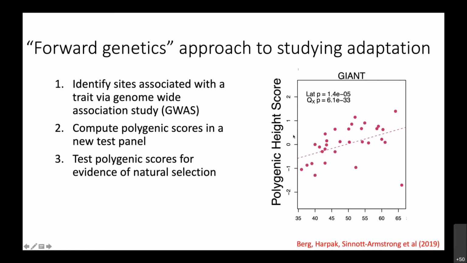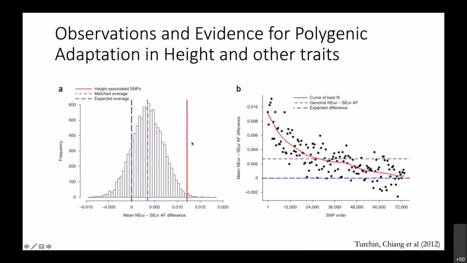Now, this plot comes from a paper of mine published in 2019. This signal is actually much older than this. It dates back to 2012 in this paper by Michael Turchin and Charleston Chang, who, using an earlier iteration of this GWAS, showed that height-increasing alleles are systematically at higher frequencies in Northern Europe than in Southern Europe, according to this particular height GWAS. And that was sort of the first demonstration of this signal of supposed polygenic adaptation for height.